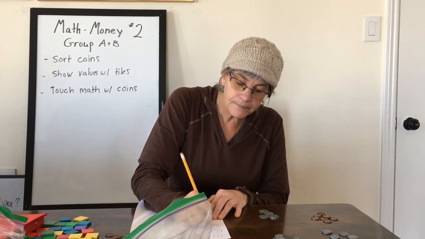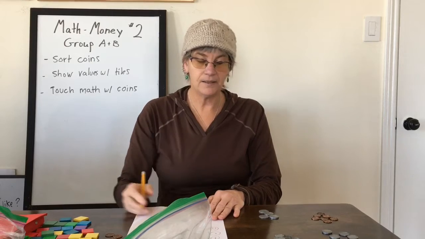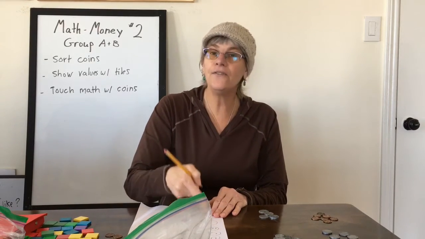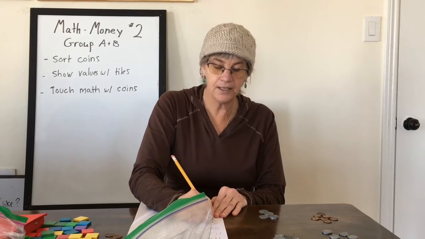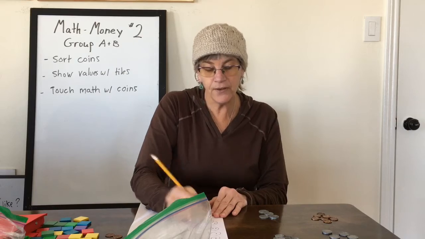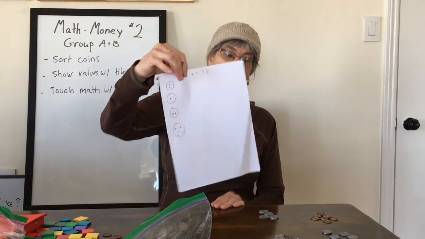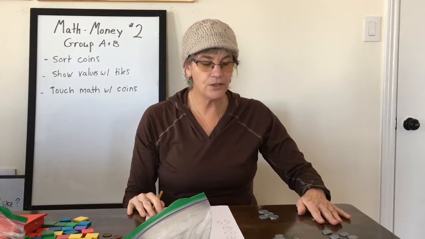Dime has 2 dots, 5, 10. And quarter has 5 dots, 5, 10, 15, 20, 25. Okay? And now that you've done that, you are going to find out how much your coins are worth.